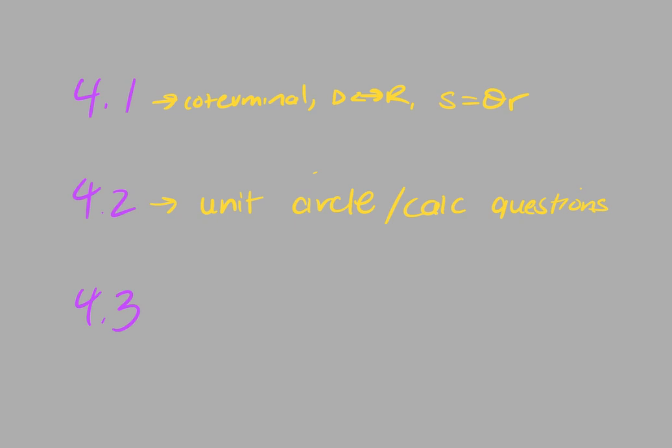4-1 was all the coterminal angles, degrees to radians and radians to degrees, and arc length. 4-2 was your unit circle, and then using it to find the values around your circle. And these had calculator questions. 4-3 is what we just finished, the right triangle stuff. I think it's 10 plus your unit circle. Might be 12 plus your unit circle. So I did unit circles 30 points, and then the others are divided amongst the other ones.